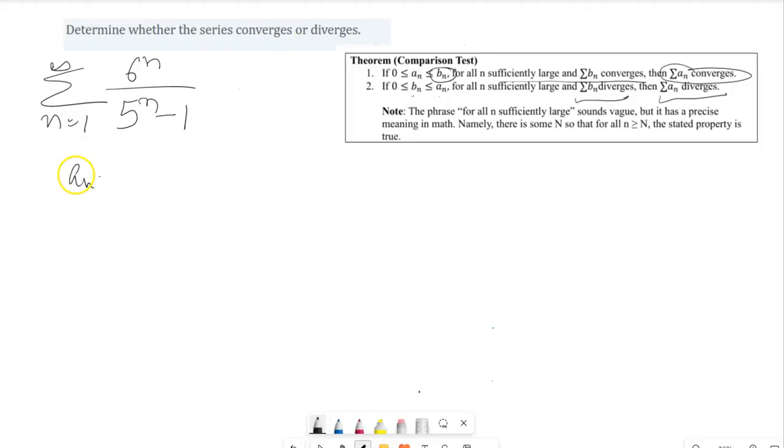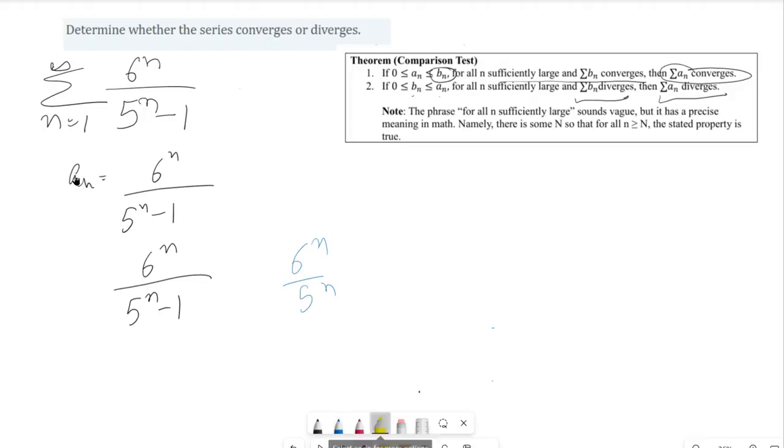So the nth term of the given series is 6^n by 5^n minus 1. I'm going to try to find another series, so I'm going to write another series here. Let's see if you can think of which of the two series is smaller, left or right, first or the second. Notice that in the first one, the denominator is smaller. When you're dividing by a smaller number, the whole term has to be larger. So I come up with this new series.